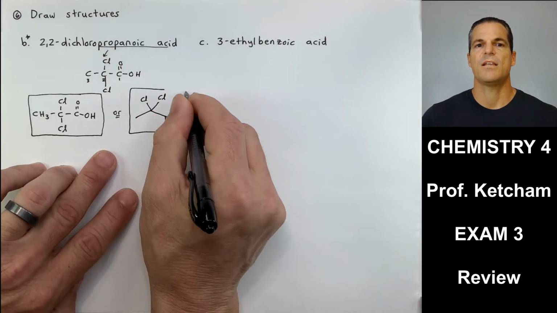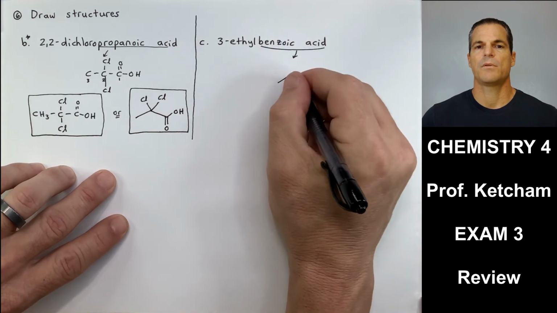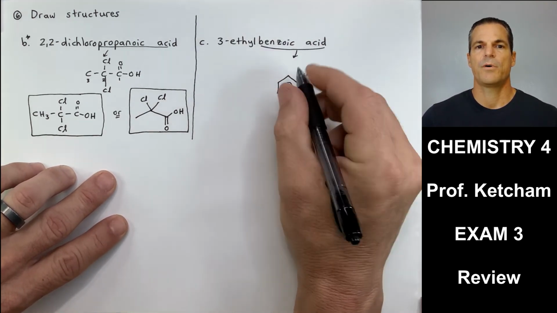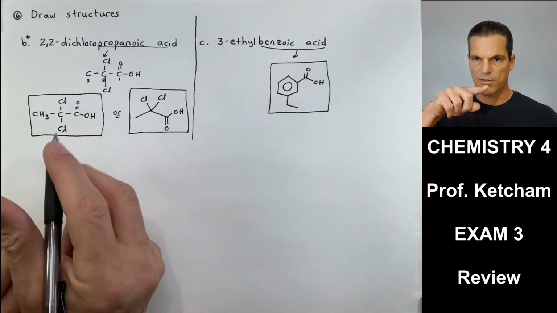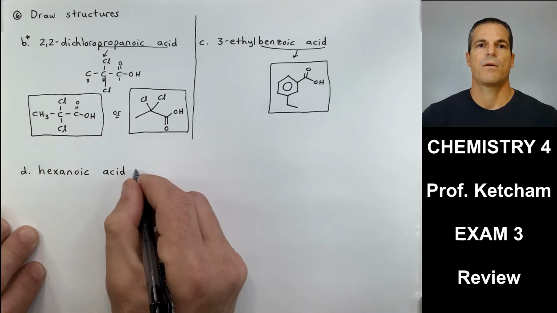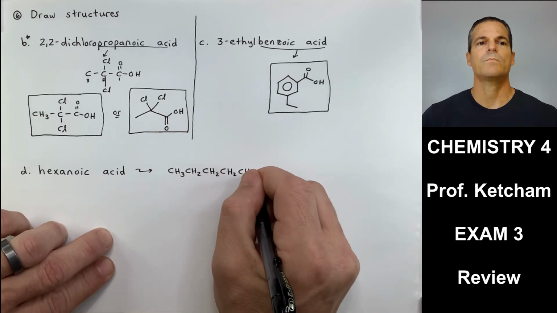All right, for C, draw benzoic acid first, 6-membered ring, alternating double and single bonds, or the little circle. And then you put your benzoic acid, you have to finish it off with a double bond O, OH, then find carbon 3. All right, this could have also been called meta-ethyl benzoic acid.